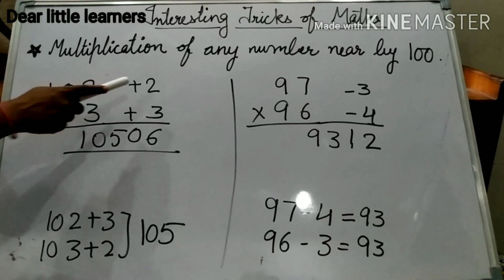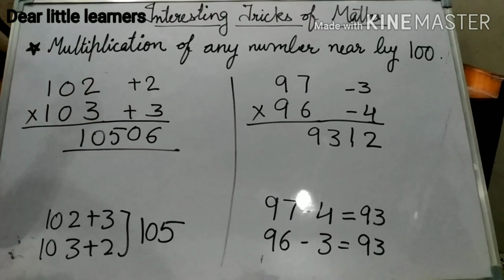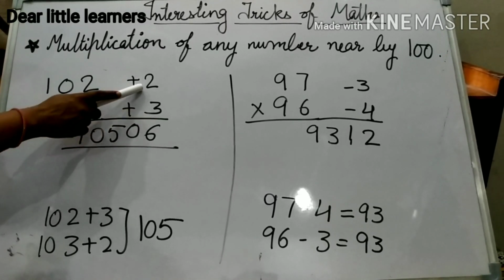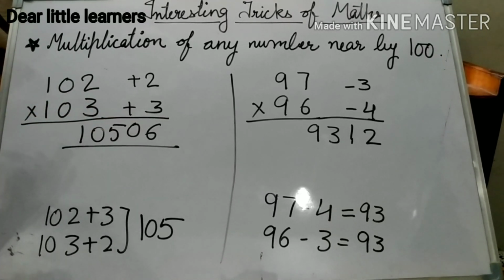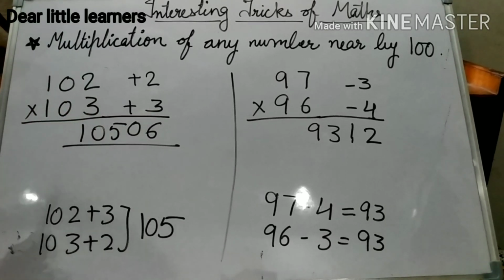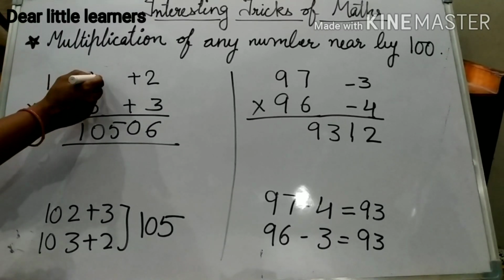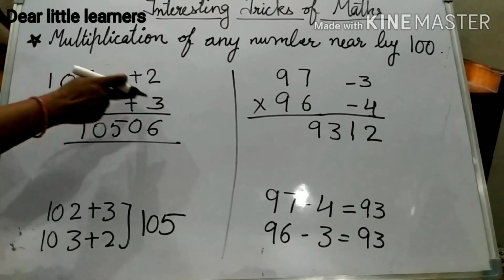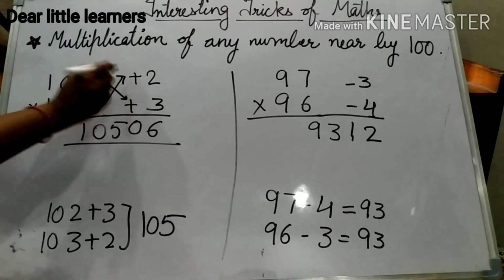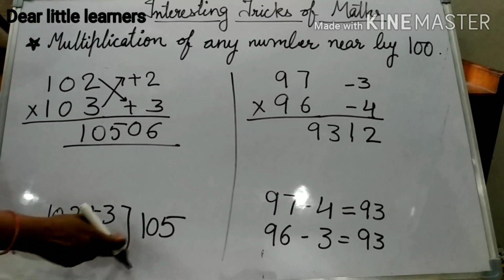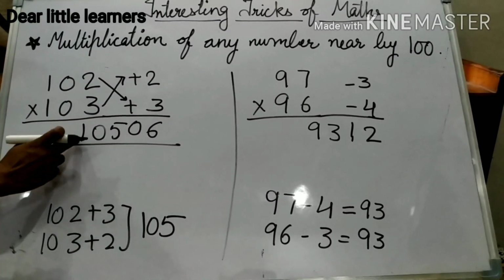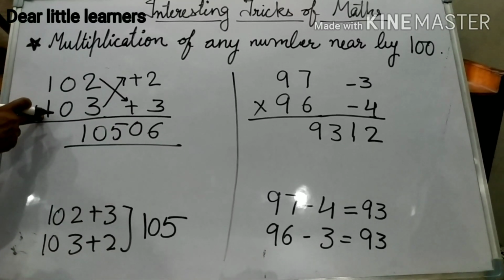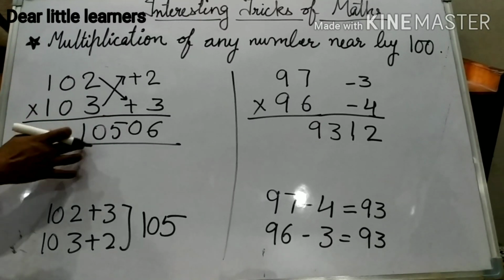So what we will do, we will multiply 2 by 3, and we will not write it as a single digit. In place of 6 we will write 06. So 2 threes are 06, which we have written. Now children, we have to do cross addition. Either we add 102 with 3 or 103 with 2. In both cases we get the same answer, 105. This 105 we will write here, and the answer for the multiplication of 102 by 103 is 10,506.